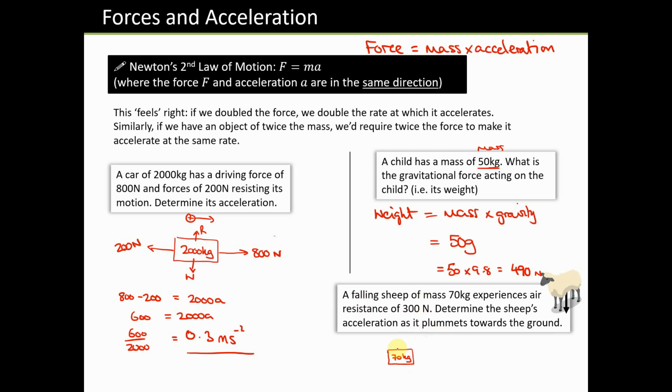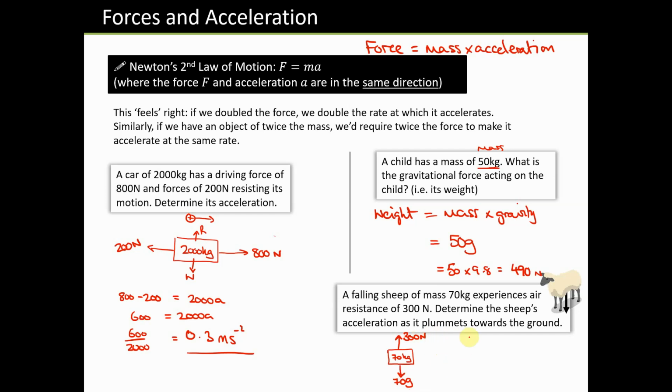It's got a resistant force of 300. Well, if it's falling downwards, my resistant force is going to be going up. And what's pulling it down is not 70, it's weight. So 70 times by gravity. So you can write that as 70g. Or if you're wanting to write it as a number, you could write 686. But I would always, in your diagram, label it up as g.